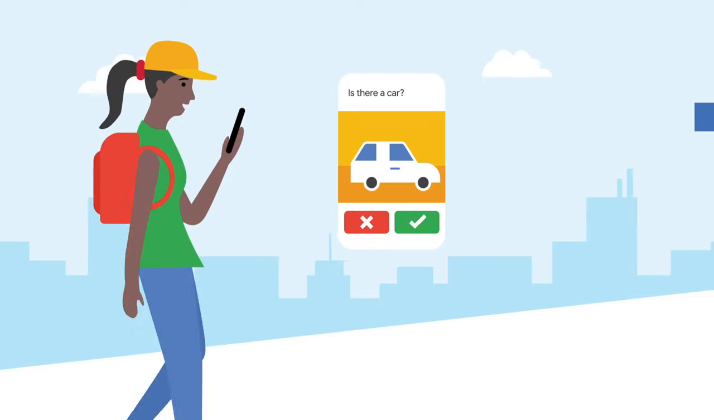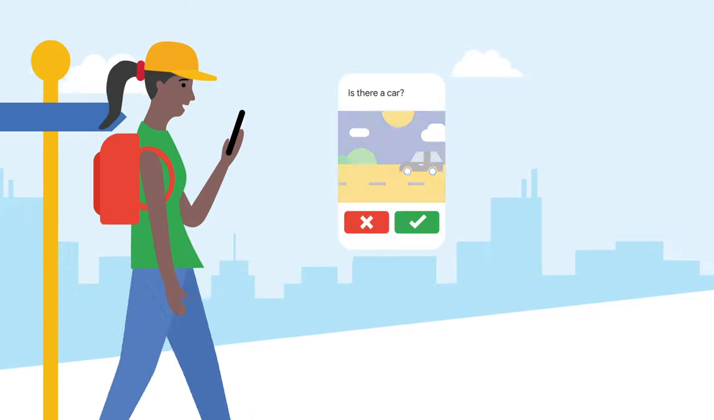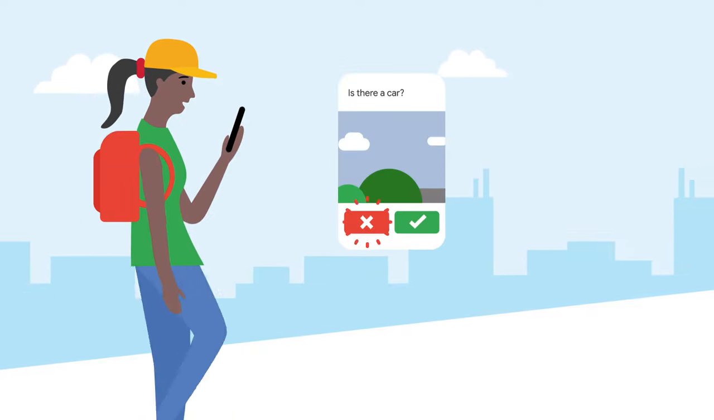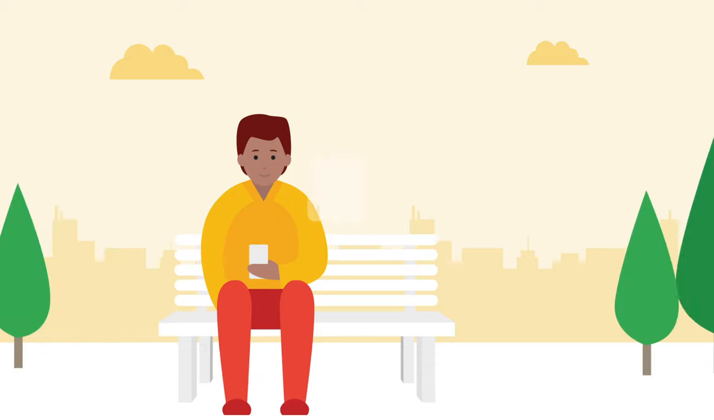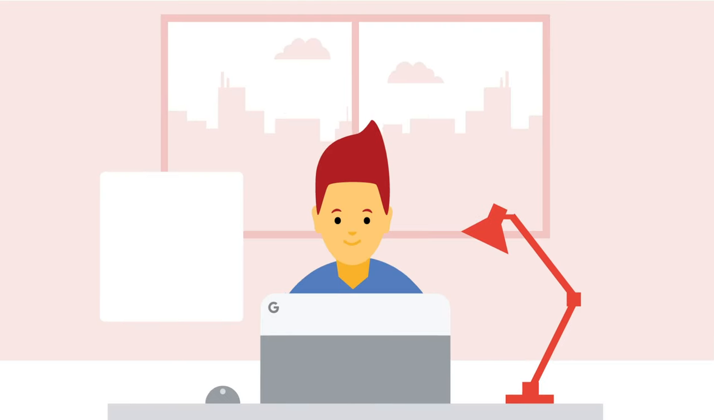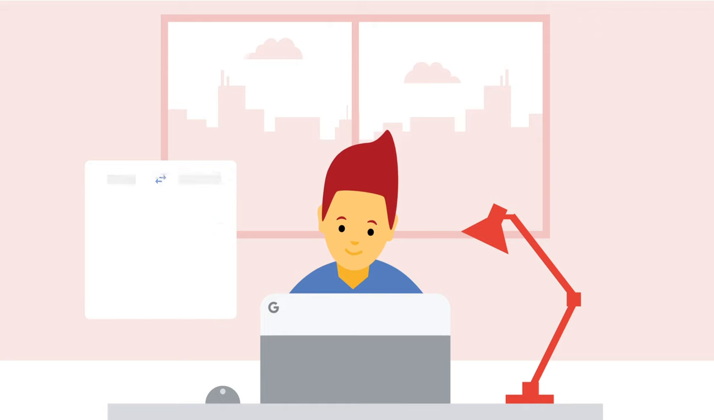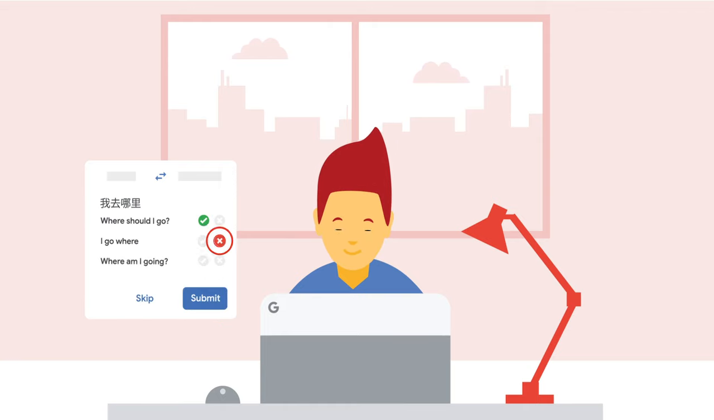When you verify image labels, you help apps like Google Photos and Google Lens get better at classifying photos and identifying objects. When you label the sentiment of sentences, you help Google Maps and Google Play organize reviews in your language. When you verify translations, you help Google Translate make more accurate translations in your language. So your favorite apps get better for everyone, thanks to you.